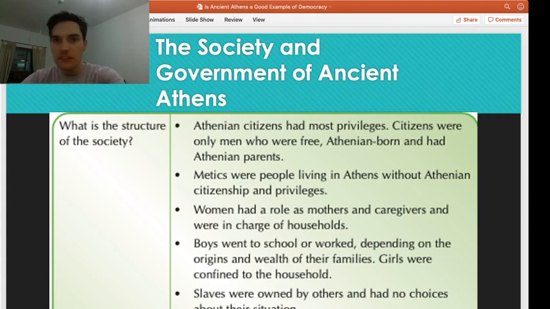Metics were people who were living there, but they came from elsewhere. They're often referred to as foreigners. So they did not have citizenship. They did not have the privileges of citizenship. Sometimes, though, the metics could be a lot richer than the citizens, right? So the metics could be really wealthy, but they didn't have citizenship.